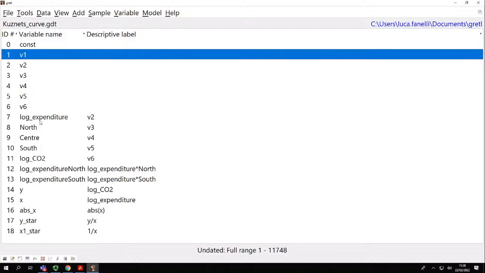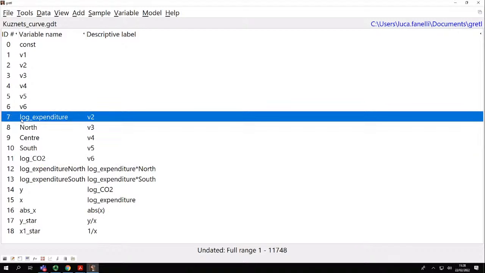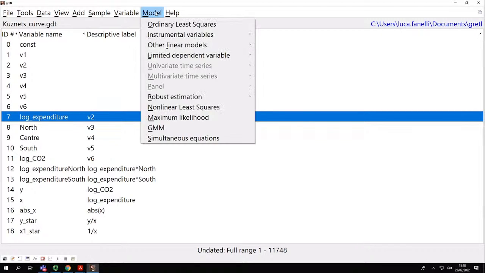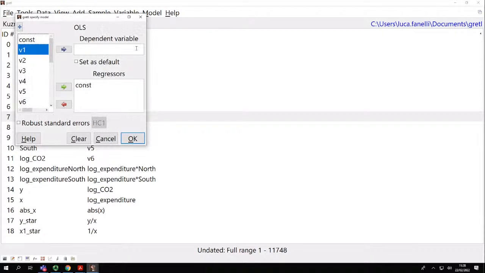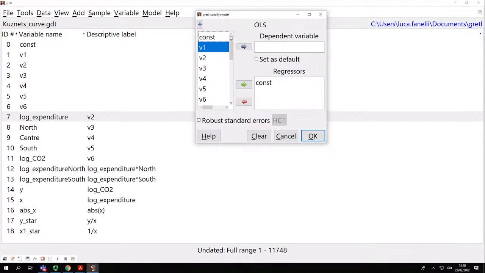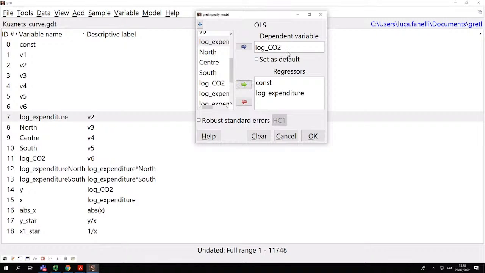So the model is: I find that the log of CO2 emission is this variable here, and the log of household expenditure is this one. So I simply model by ordinary least squares, and this is a linear approximation of a Kuznets curve, which you will study. It's not my job for the moment; for me, just an interesting example. So CO2 emission is the dependent variable, and the log expenditure is this one.